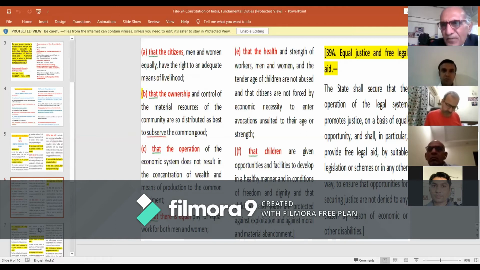The second basic structure value is that the ownership and control of the material resources of the country are so distributed as best to subserve the common good. So the entire resources have been put in one pool, and that is meant for the common good. So the second basic structure value is that the entire resources, the word used is material resources, are to be put in one pool meant for the common good.